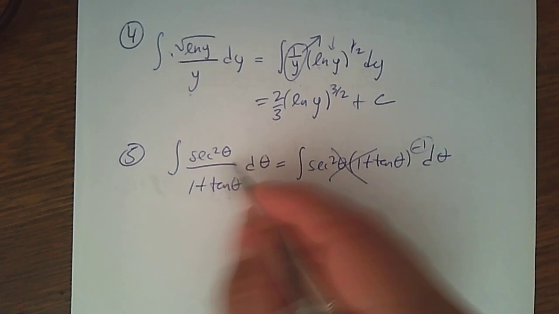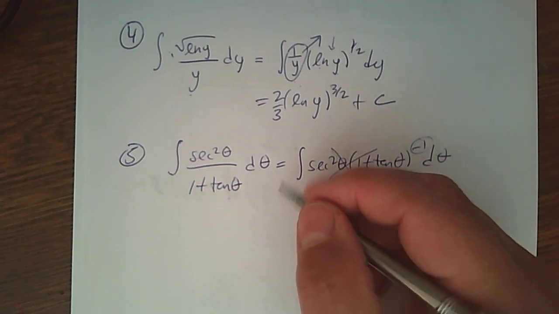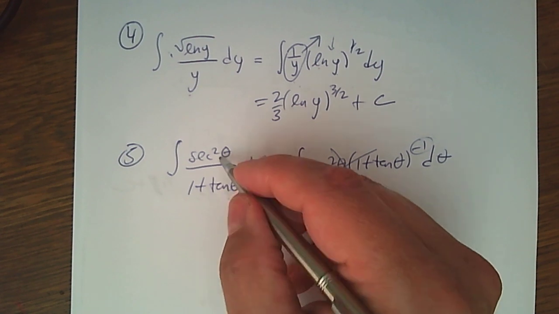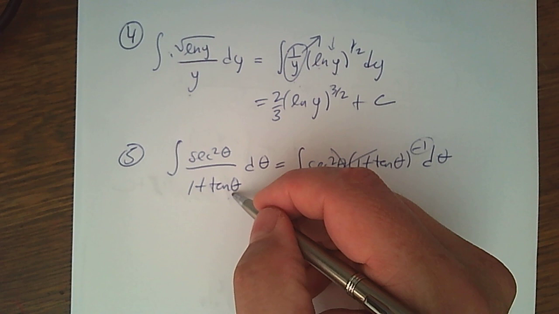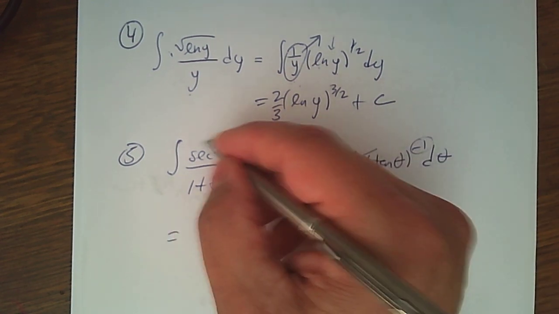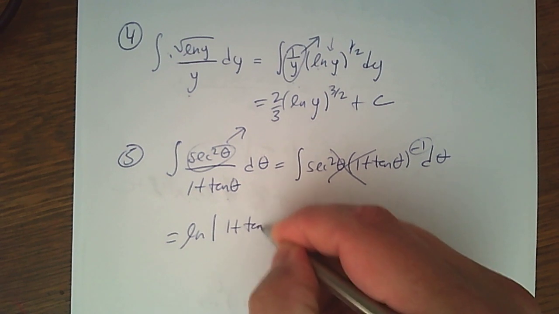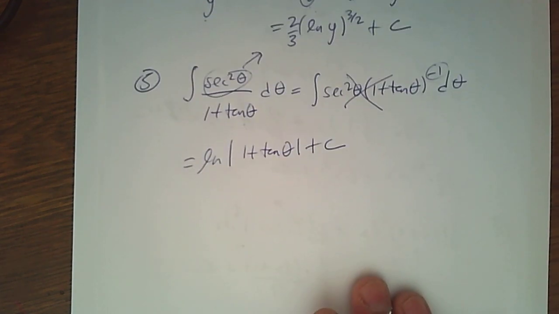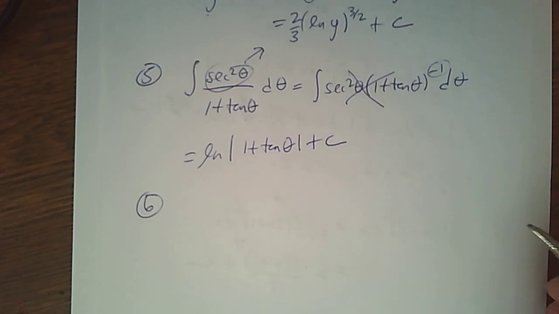So instead, when I see a fraction, one thing we need to think of is it could be a logarithm. So what's the derivative of the denominator? Is it secant squared? It matches, because the derivative of 1 is 0. The derivative of tangent theta is secant squared. So actually this does match. So the answer is just ln of 1 plus tangent theta plus c. Remember, the other thing we think about when we see a fraction is it could be inverse trigonometry, but it was not in that form.